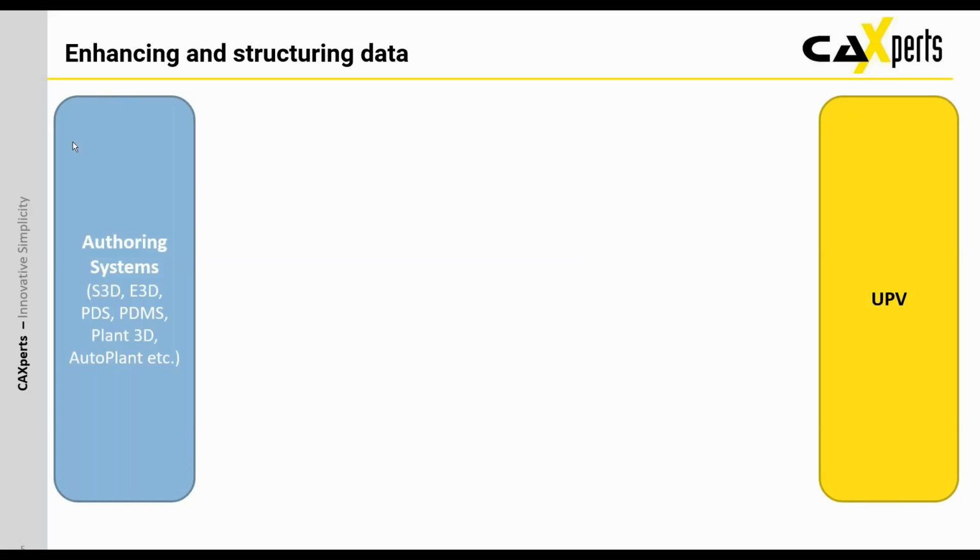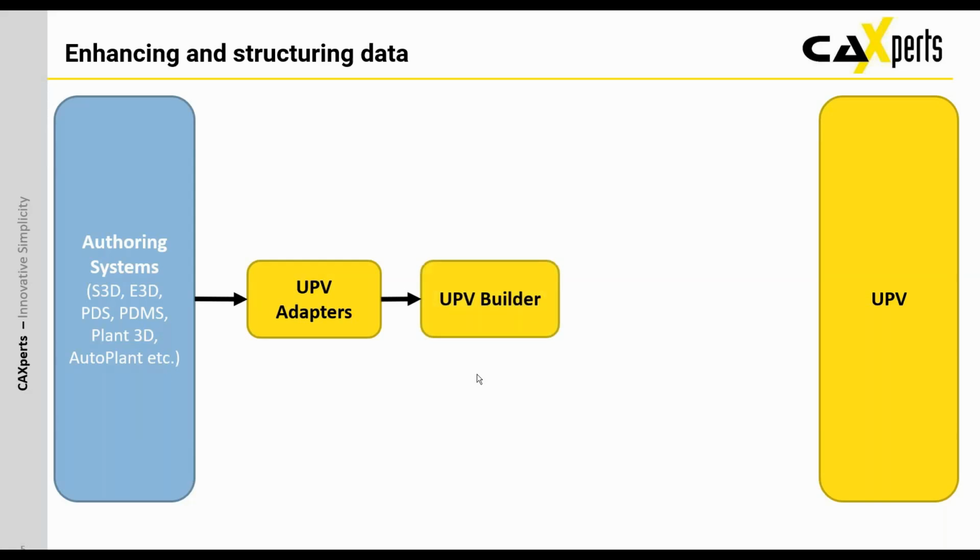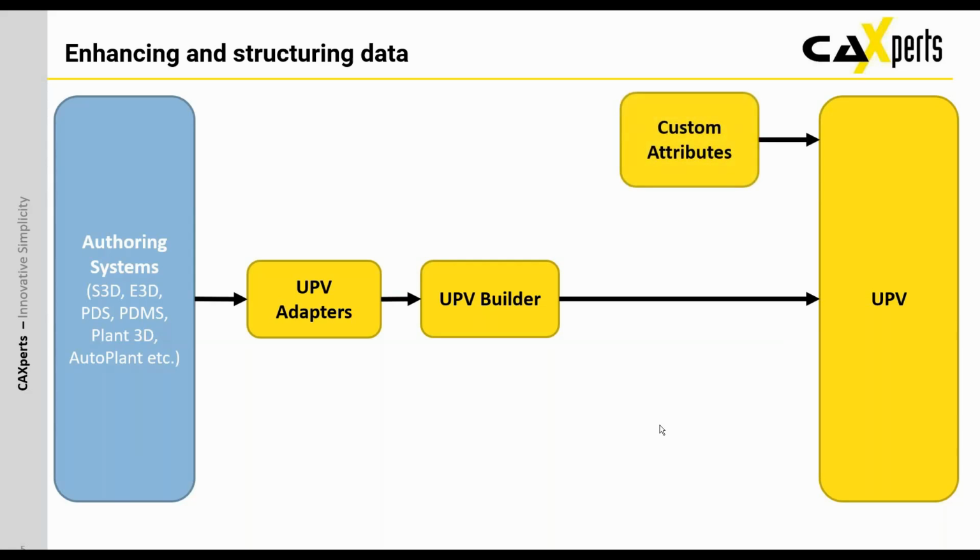So when you have your authoring system on one side and UPV on the other, first of all, you convert the data with the UPV adapters so you can send them to the UPV builder. The UPV builder creates the session and the UPV model. The first solution we have is using custom attributes. So these are attributes that can change dynamically from within UPV and save this data set and load it as necessary.